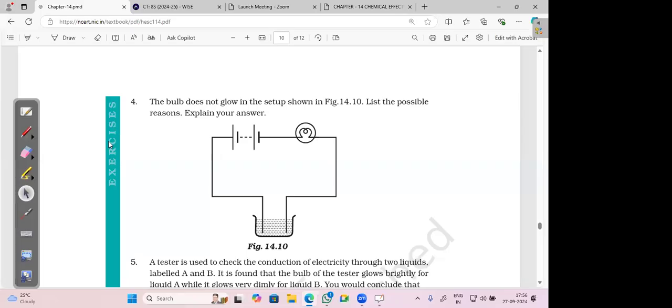Any other thing? The bulb may be fused. Can the bulb be on the left, negative side? No, it can run even then, since the circuit is complete. If you keep the bulb on the negative side or positive side, it will run.